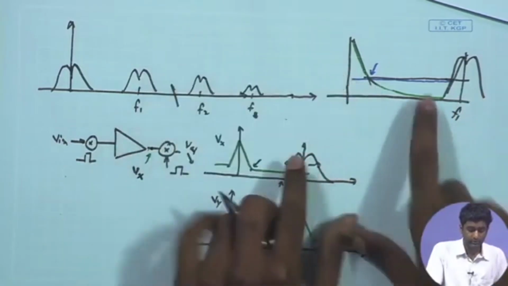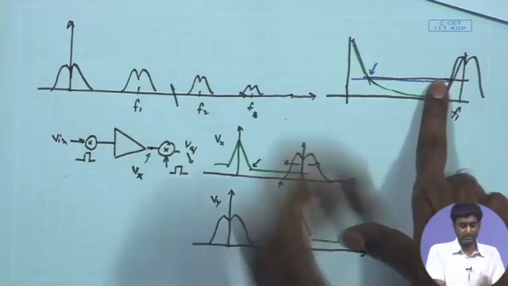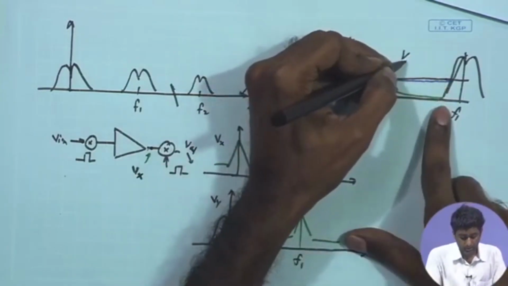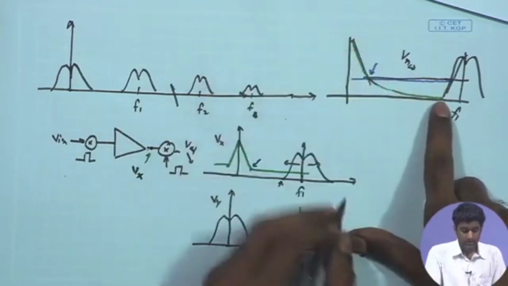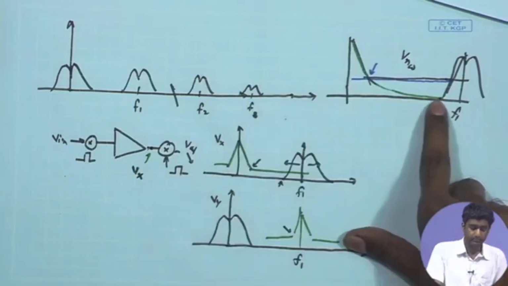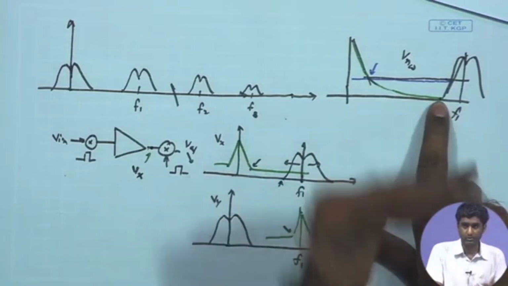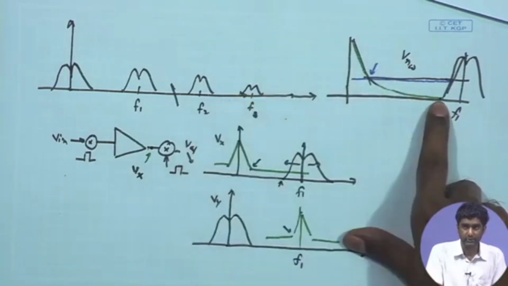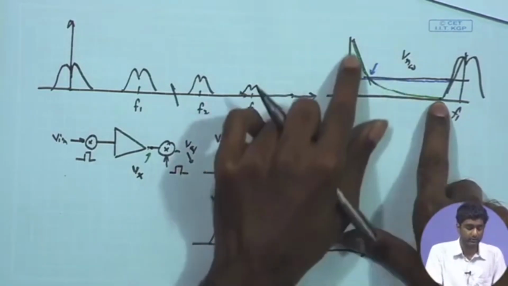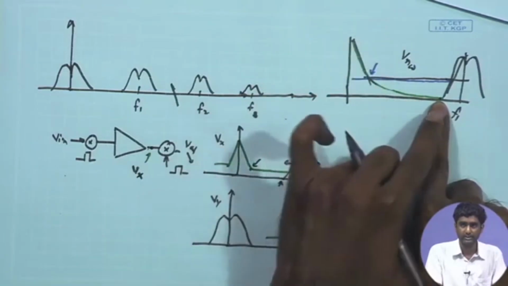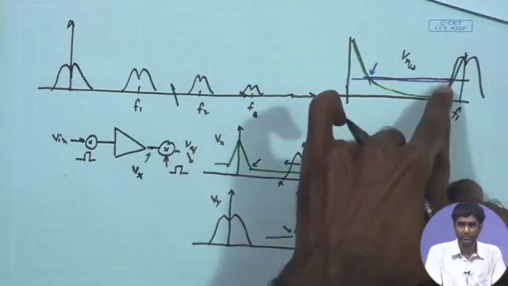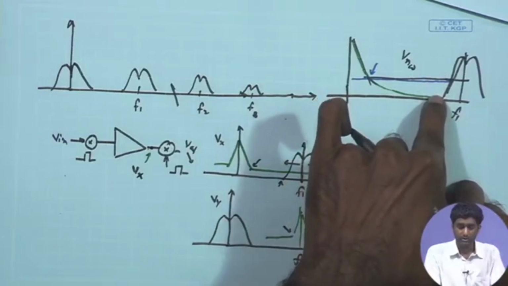Or in other words, suppose the white noise level is given by V N W. If this 1 upon f spectrum has fallen to 1 upon 10 times of that till this point, we would be having a safer limit. We would say that the contribution of this 1 upon f noise is now 10 times lower than the white noise, therefore, it is not very significant now.